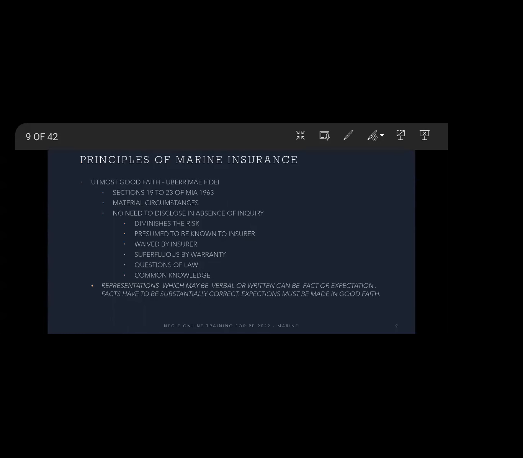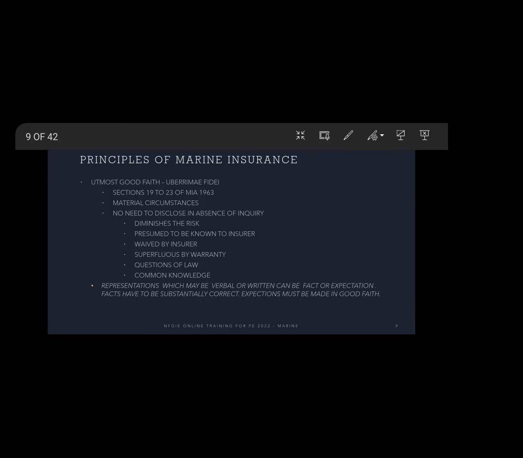Now we'll go on to the principles of marine cargo insurance. So the first principle, as we always obviously know, is the utmost good faith, in Latin mentioned as uberrima fide. Sections 19 to 23 of the Marine Insurance Act of 1963. The Marine Insurance Act of 1963 is the Indian Act, which is based on the UK Marine Insurance Act of 1906. So it says that the insured and the insurer have the responsibility of informing each other of the material circumstances.